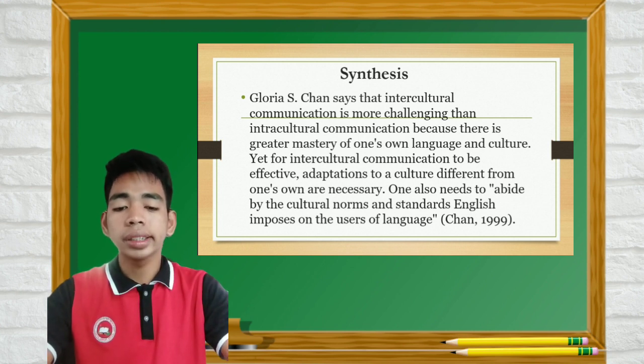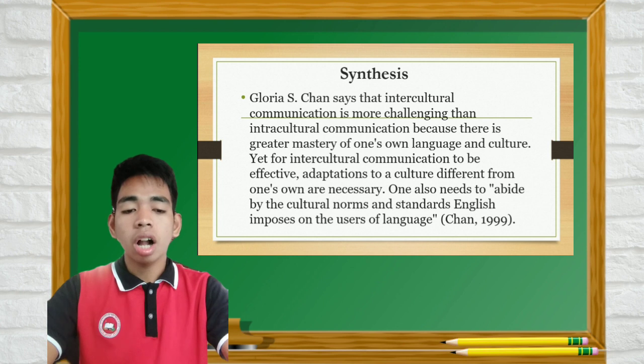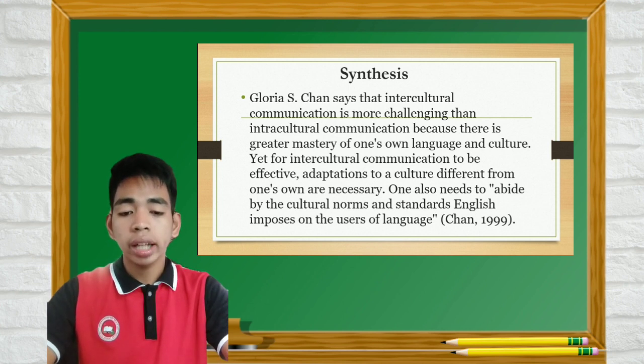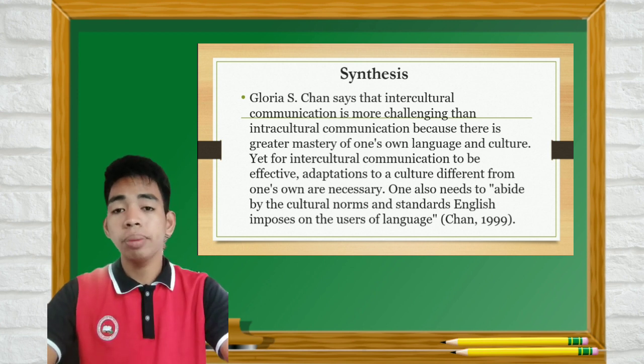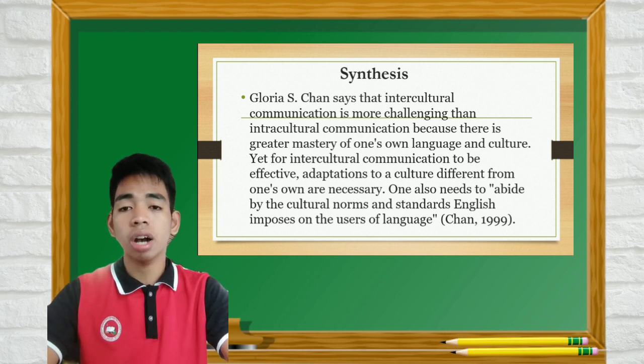Synthesis. Gloria S. Chan says that intercultural communication is more challenging than intracultural communication because there is greater mastery of one's own language and culture. Yet, for intercultural communication to be effective, adaptation to a culture different from one's own is necessary. One also needs to abide by the cultural norms and standard English emphasis of the users of the language.